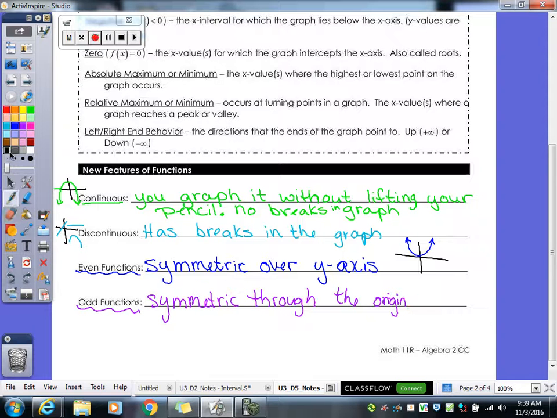But an example of an odd function would be the equation y equals x. If I reflect that through the origin, I would get the same exact line. So those are our evens and odds.